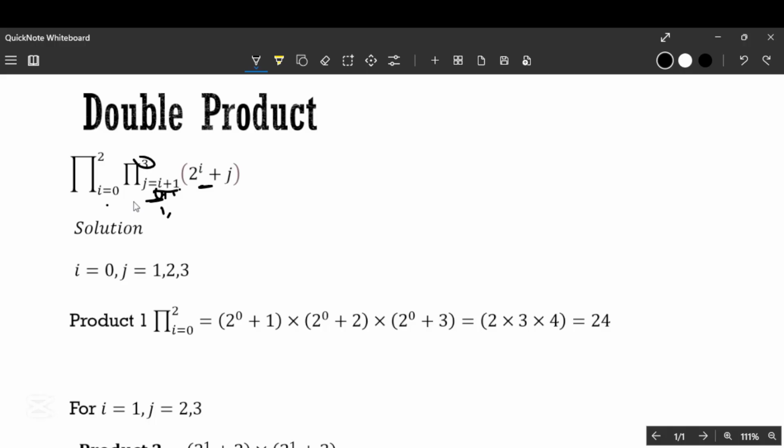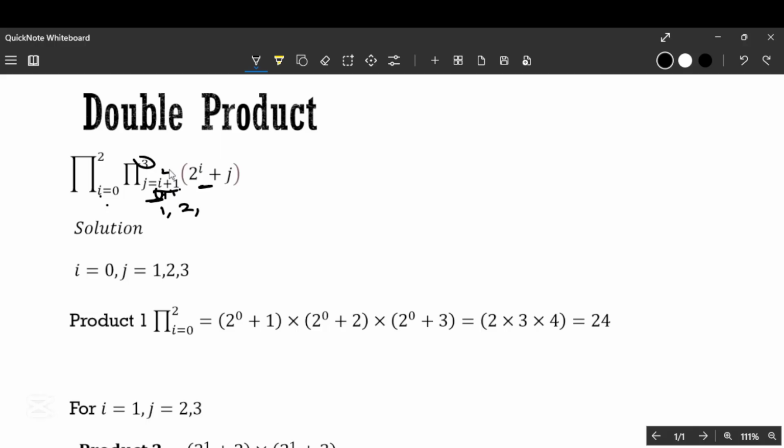Then i ends at 2, so we are going to have 1 plus 1 again, and we are going to have 2. i ends at 2, so i equals 2 will be here, we have 2 plus 1, and that gives us 3. So when i is equal to 0, j will range from 1 to 3. So let's substitute this into our relation.